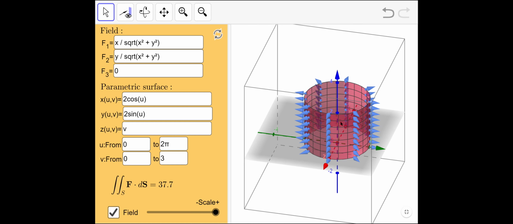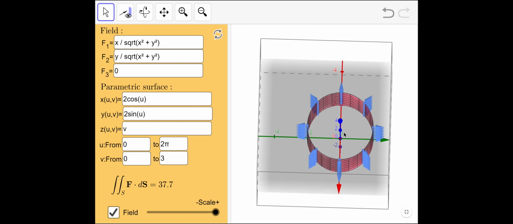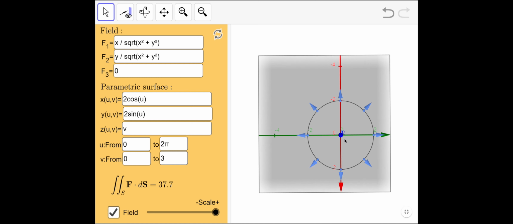Our next possible orientation is, instead of pointing out, you could reverse all these arrows. If you reverse all of these normal vectors, you're now going to point in.